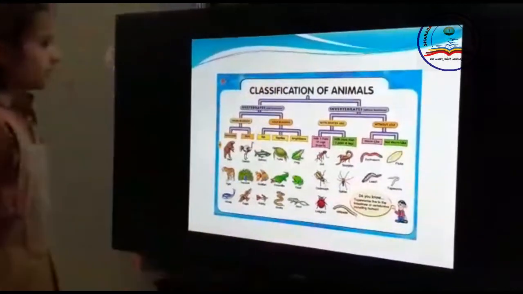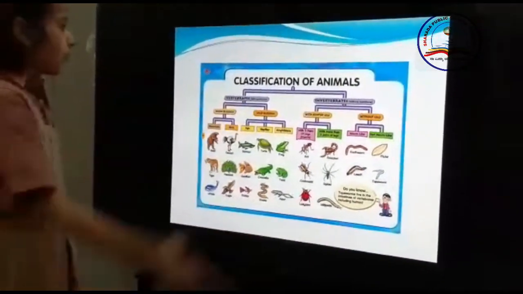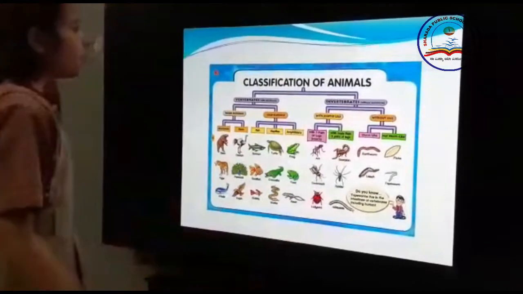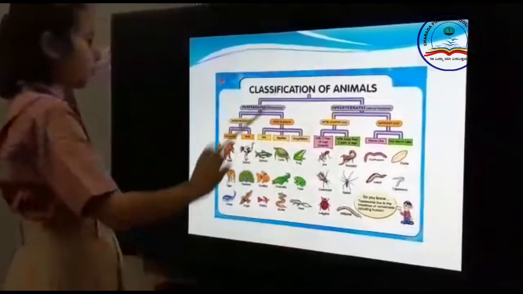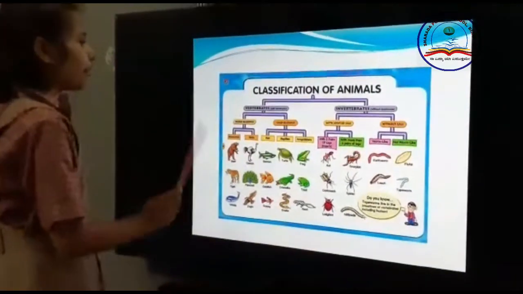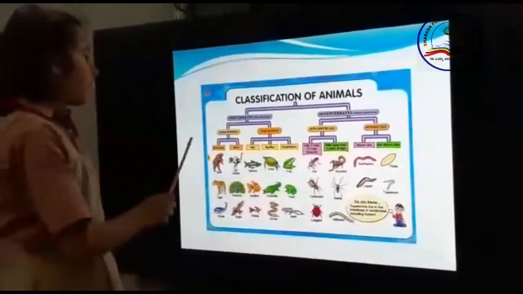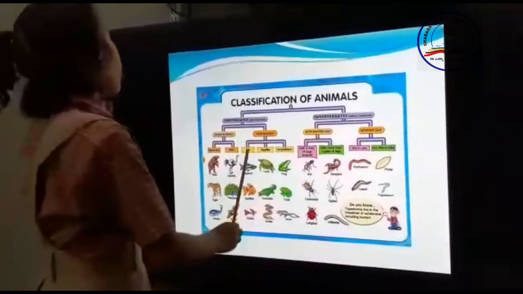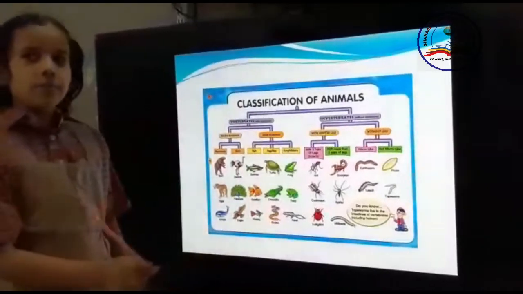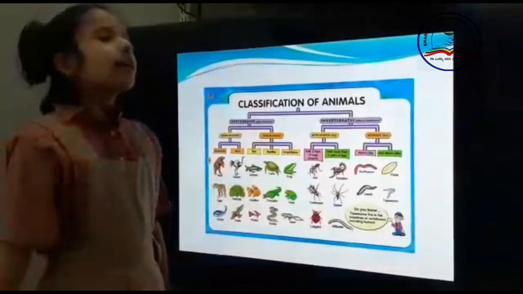Classification of animals. There are 2 types of animals, vertebrates and invertebrates. Vertebrates have a backbone, invertebrates do not have a backbone. Vertebrates are of 2 types, warm-blooded and cold-blooded. Mammals, birds and others are warm-blooded. Fish, reptiles and amphibians are cold-blooded.